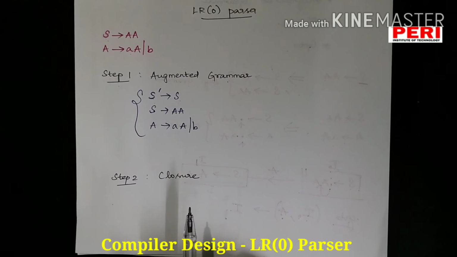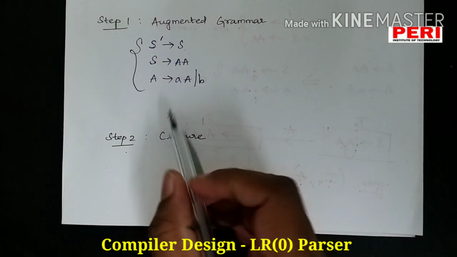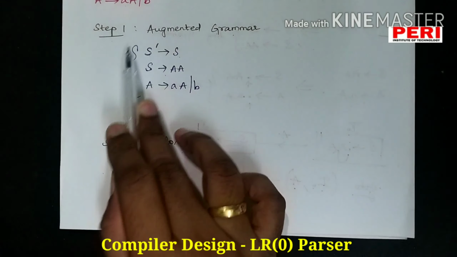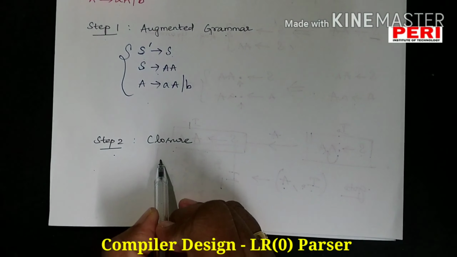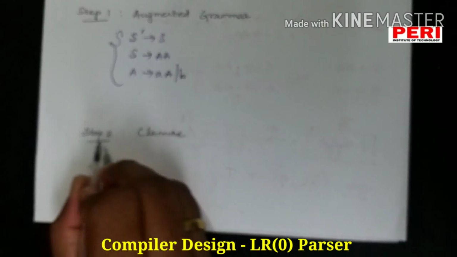Coming to step 2, we have to find the closure for the given grammar. As I told you in the previous video, closure is nothing but adding a dot symbol in front of the production. Now we have the augmented grammar, so we have to find the closure for it. That is step 2. S dash tends to dot S, S tends to dot A, A tends to dot aA or dot b. So this is my closure now. I have just added a dot symbol in front of the right hand side of every production. As a whole this becomes a closure.